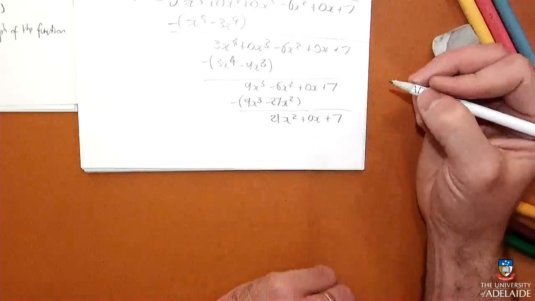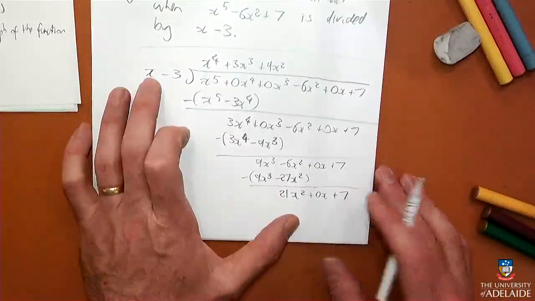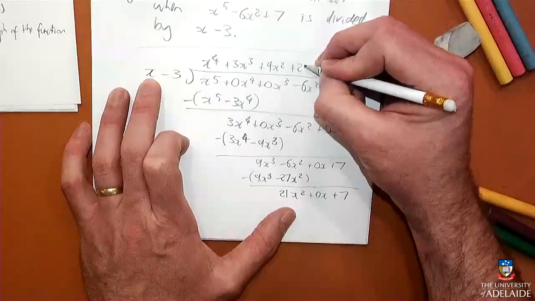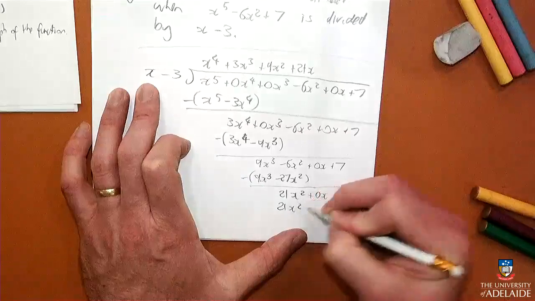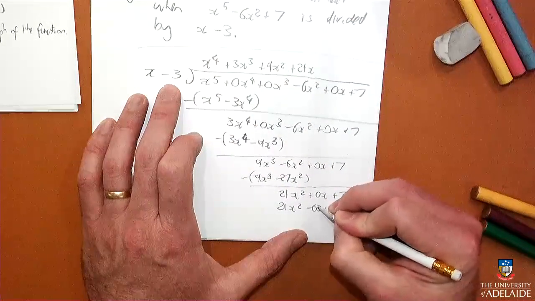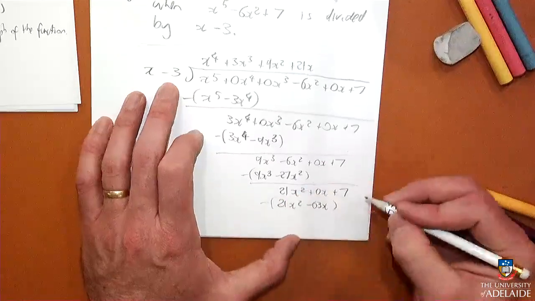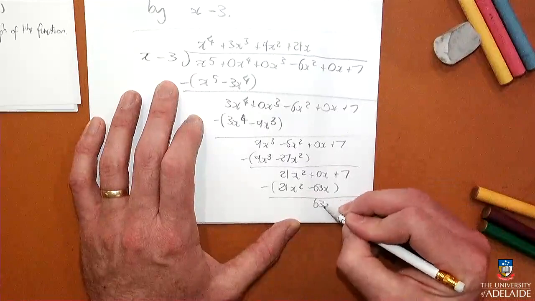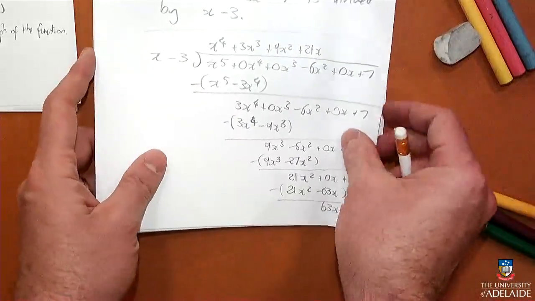We're going to run out of space, I'm sorry. So 21x squared divided by x is 21x. Multiply that by that, 21x squared. 21x times minus 3 is minus 63x. Take that off. We've got 63x plus 7. Oh, so sad that we ran out of space.